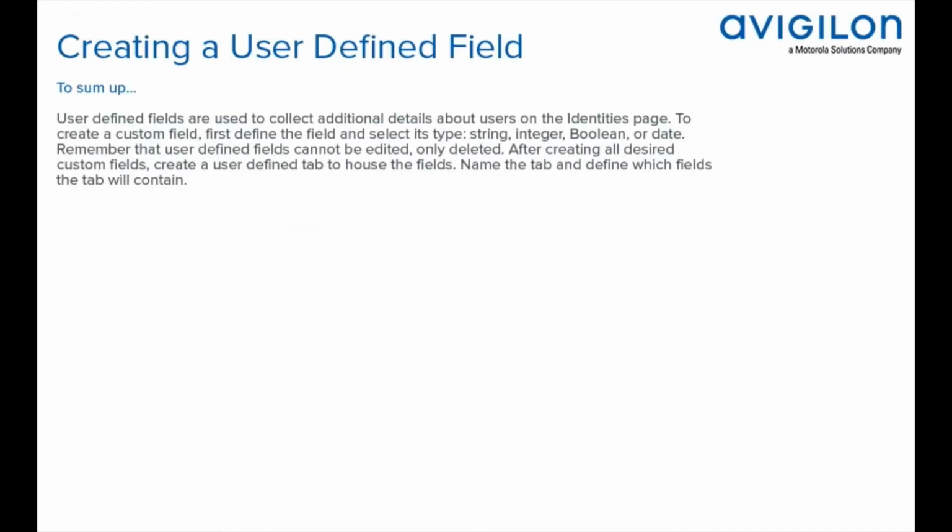To sum up, user-defined fields are used to collect additional details about users on the Identities page. To create a custom field, first define the field and select its type: string, integer, boolean, or date. Remember that user-defined fields cannot be edited, only deleted. After creating all desired custom fields, create a user-defined tab to house the fields. Name the tab and define which fields the tab will contain.